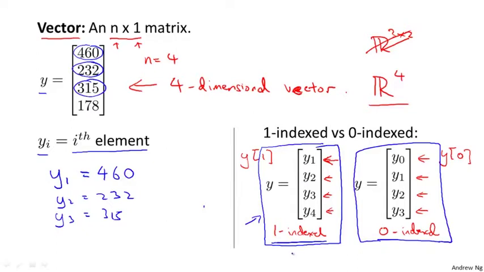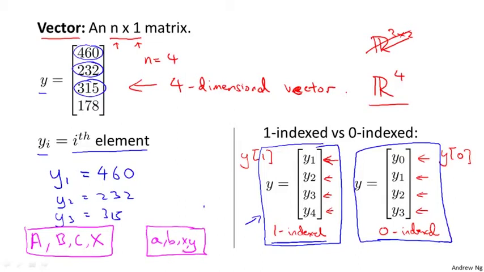Finally, by convention, usually when writing matrices and vectors, most people will use uppercase to refer to matrices. So we use capital letters like A, B, C, X to refer to matrices, and usually we'll use lowercase like a, b, x, y to refer to either numbers, just real numbers or scalars, or to vectors. This isn't always true, but it is the more common notation where we use lowercase y to refer to a vector, and we usually use uppercase to refer to a matrix.